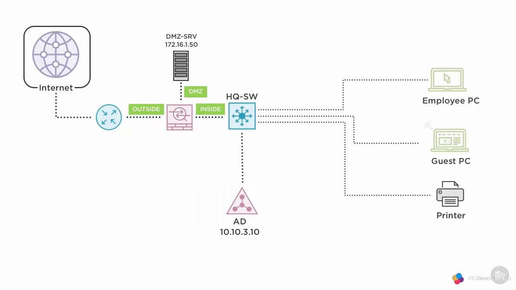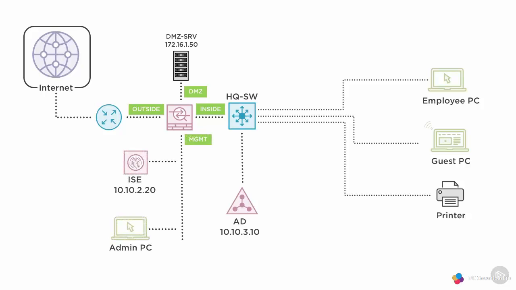And then hanging off of the management network of our ASA, we have ISE, which is going to be 10.10.2.20. And then we also have an admin PC that we'll be using to access ISE and do any of that additional stuff that we need to do. So this gives us just a little bit of an overview of what the topology looks like. We don't really need to get into a whole lot of details.